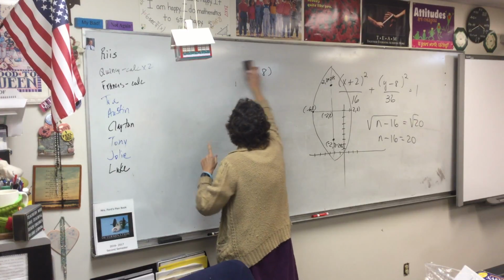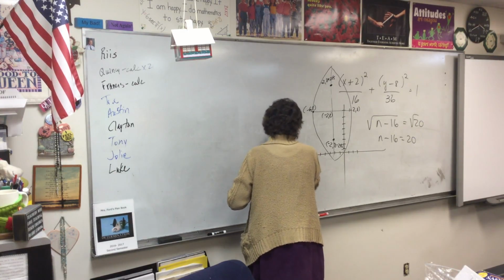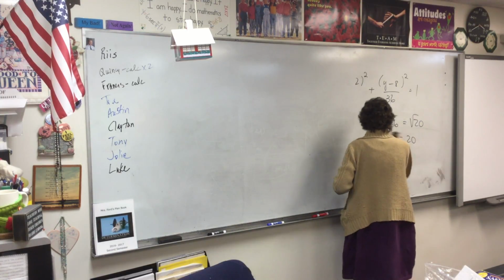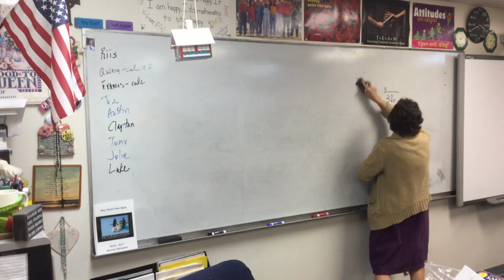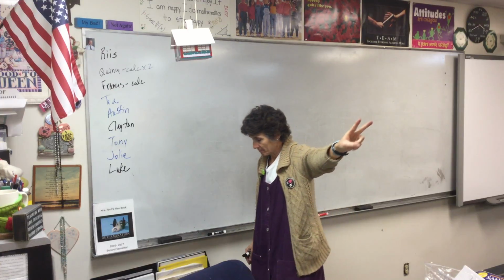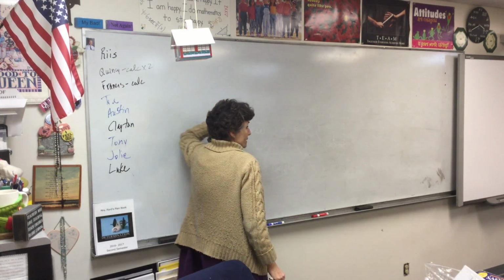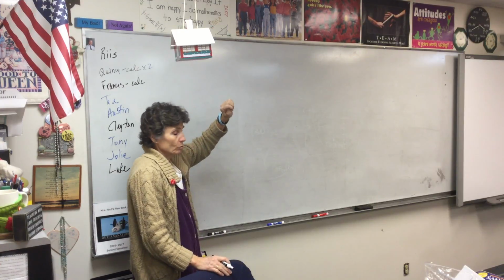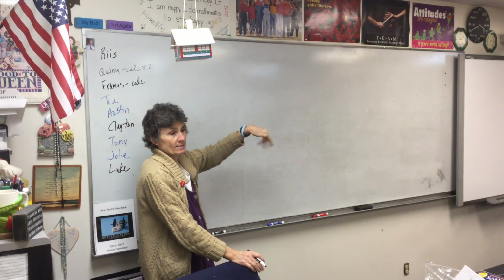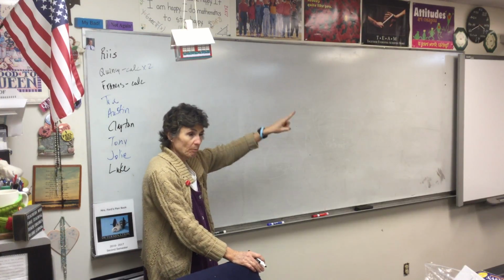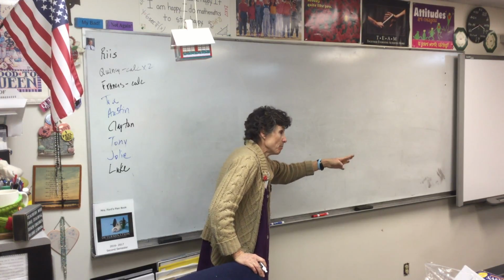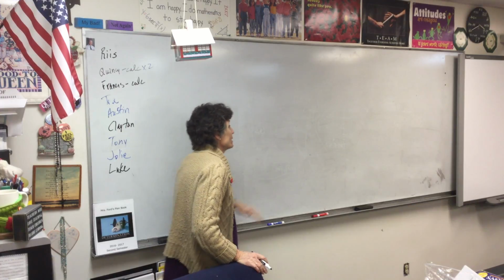Oh, wait. I did not give you the definition of the ellipse. So I'll give you the definition of the ellipse and the definition of the hyperbola together. So let's review. What's the definition of a circle? Set of points in a plane equidistant from a given point. No, not a circle. Circle, equidistant from a given point. Period. Stop. What about a parabola? Set of points in a plane, equidistant from a given point and a given line.